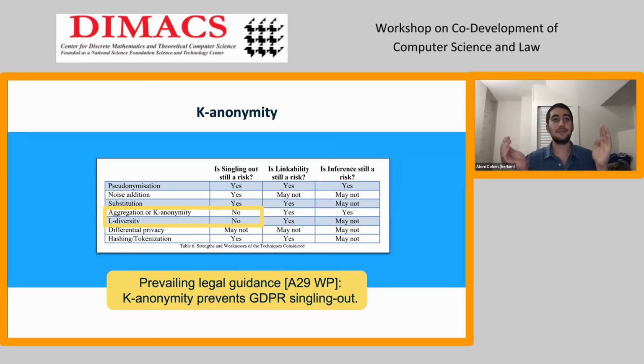Okay, so I'm going to move away from the math for a second. So this is a good time to tune in. So just as background, prevailing legal guidance from this regulatory agency or this advisory agency states that k-anonymity prevents GDPR singling out. This is a sort of a legal statement in a legal document.